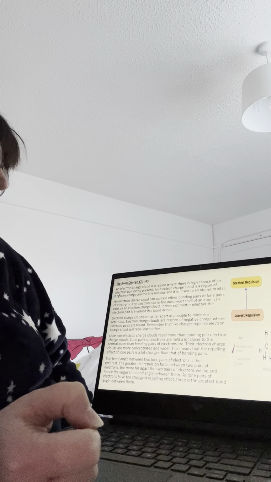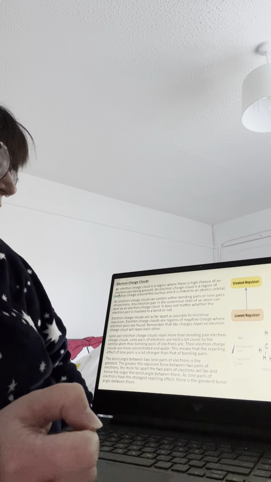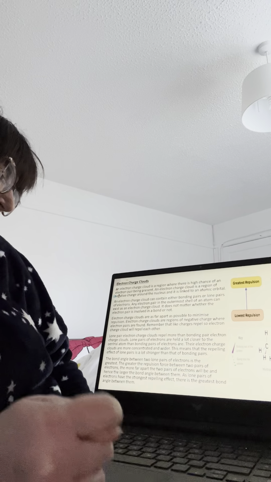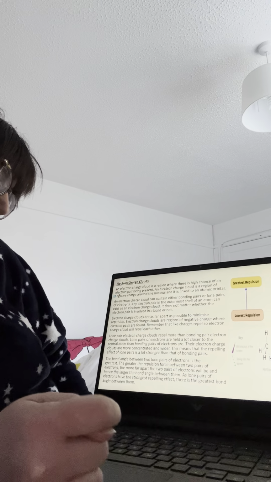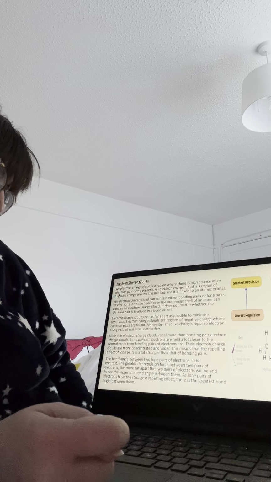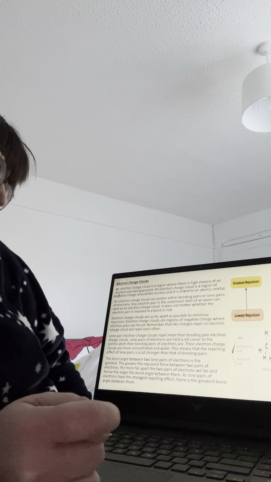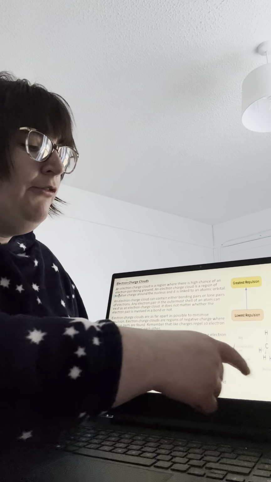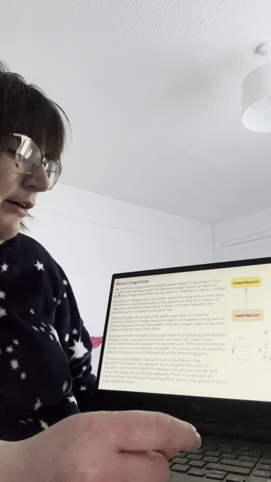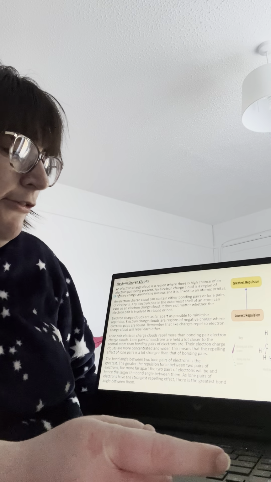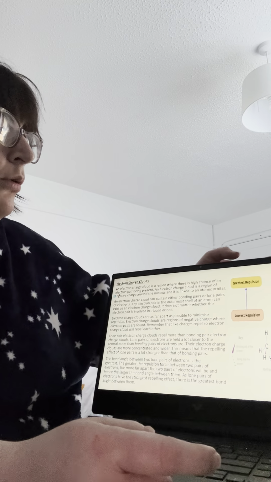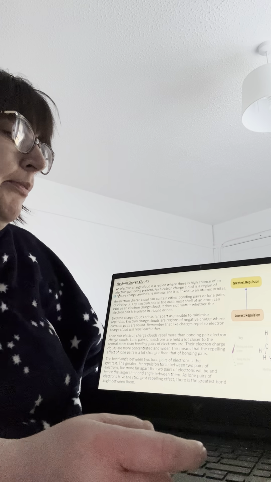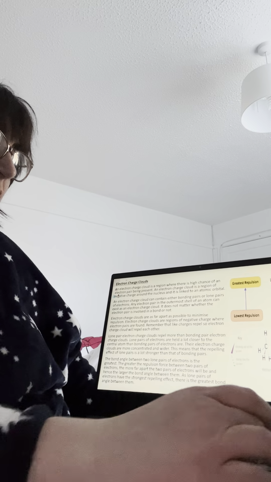The bond angle between 2 lone pairs of electrons is the greatest. The greater the repulsion force between 2 pairs of electrons, the farther apart the 2 pairs of electrons will be, hence the larger the bond angle between them. As lone pairs of electrons have the strongest repelling effect, there is the greatest bond angle between them. And obviously you have diagrams on the hand side showing methane, ammonia and water, and also a diagram of the lone pairs having the greatest repulsion down to the lowest repulsion of bonded pairs.